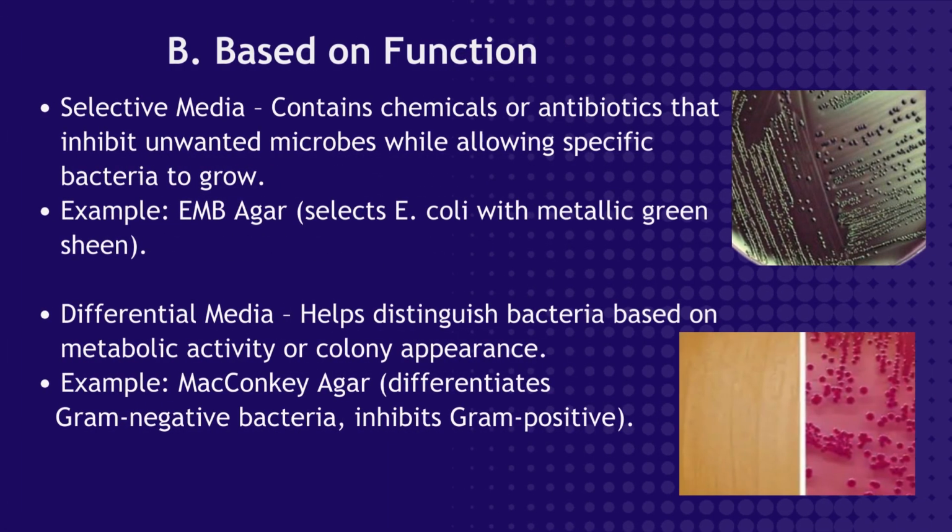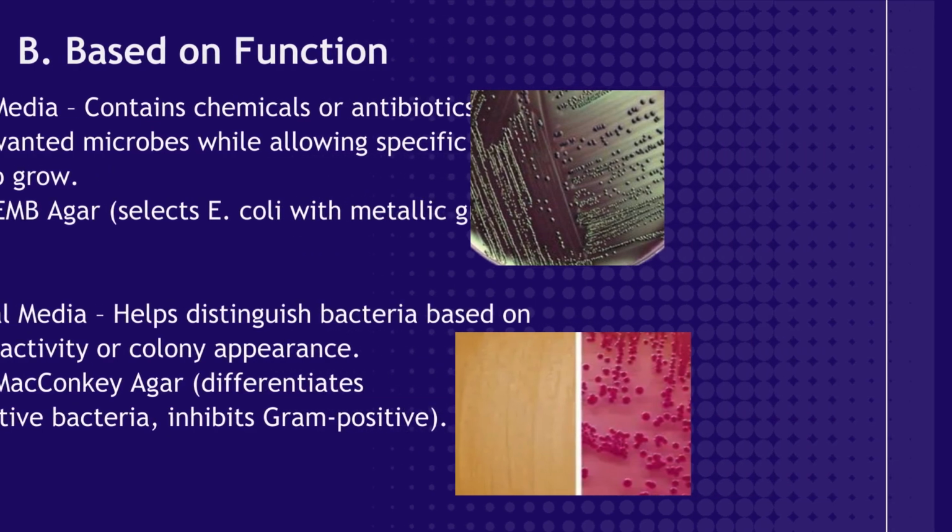Selective media contain chemicals or antibiotics that inhibit unwanted microbes while allowing specific bacteria to grow. Example: EMB agar selects E. coli with metallic green sheen. Differential media help distinguish bacteria based on metabolic activity or colony appearance. Example: MacConkey agar differentiates gram-negative bacteria and inhibits gram-positive.